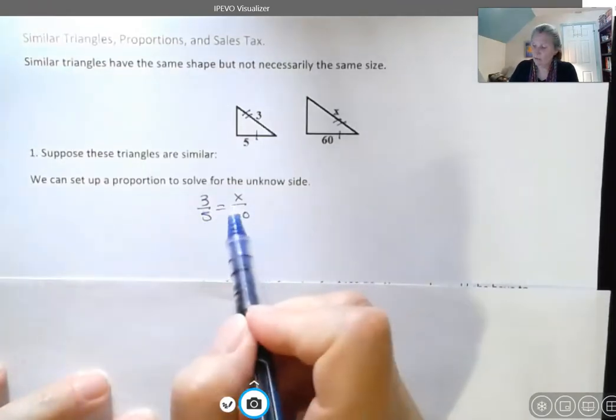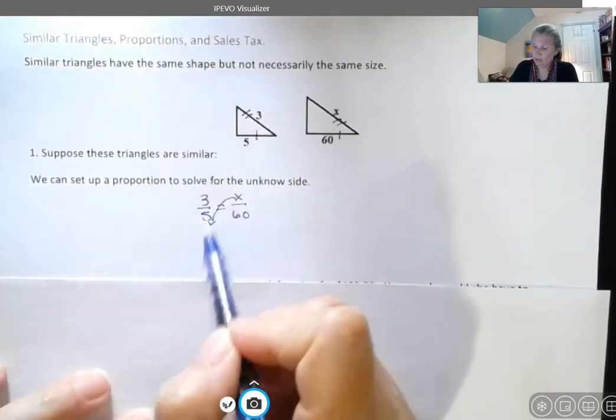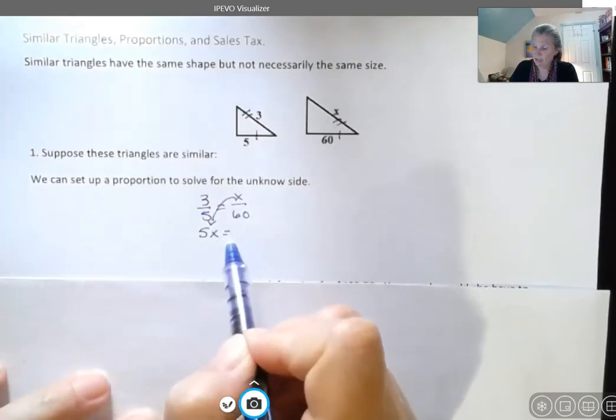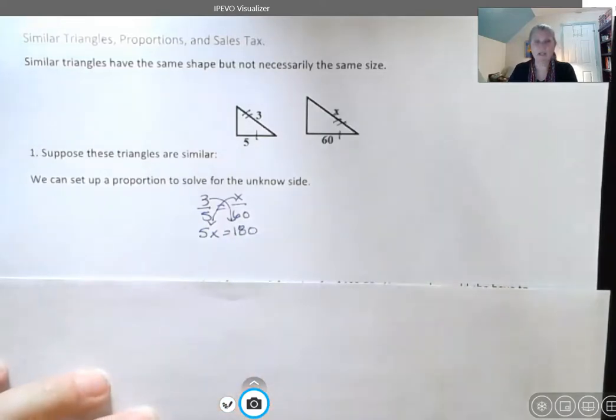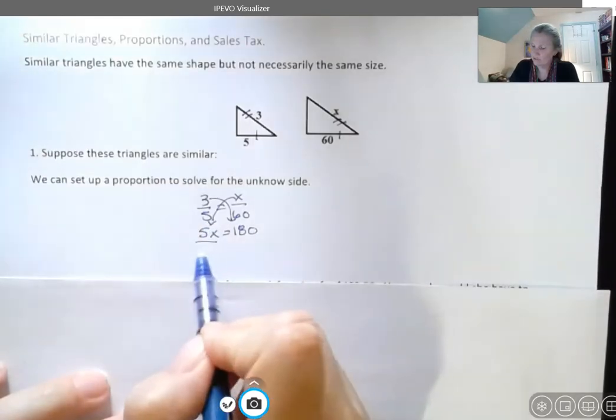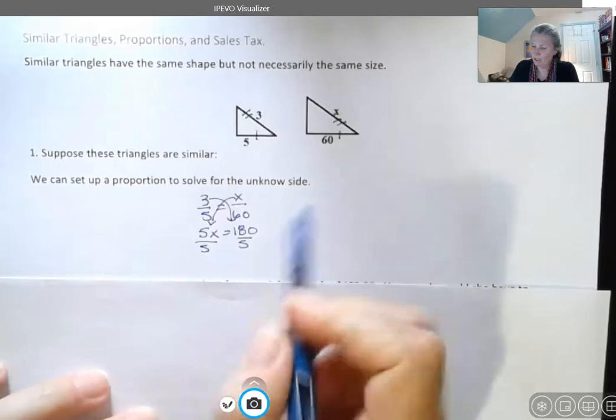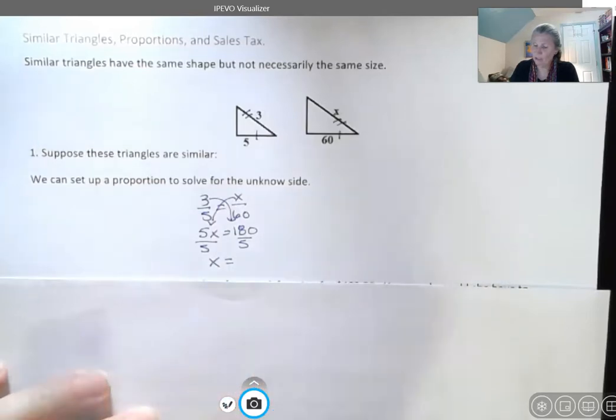Now to solve that, what I do is cross multiply, so I have 5 times x, and I cross multiply this way, and I have 60 times 3, which is 180. Once I've cross multiplied like that, divide both sides by 5 to find out what x is. So 5 goes into 180, goes 32 times, what is it?